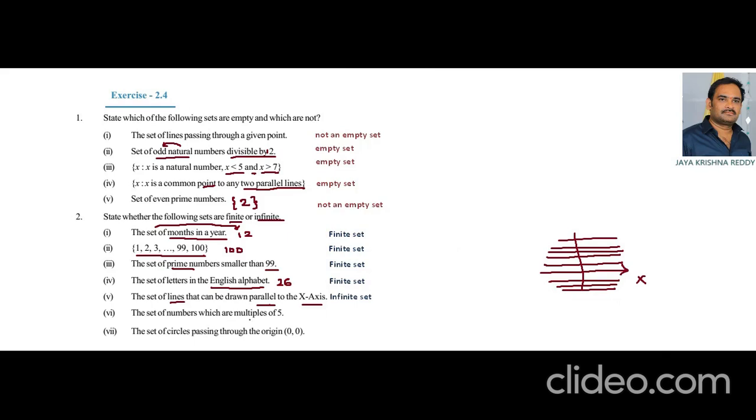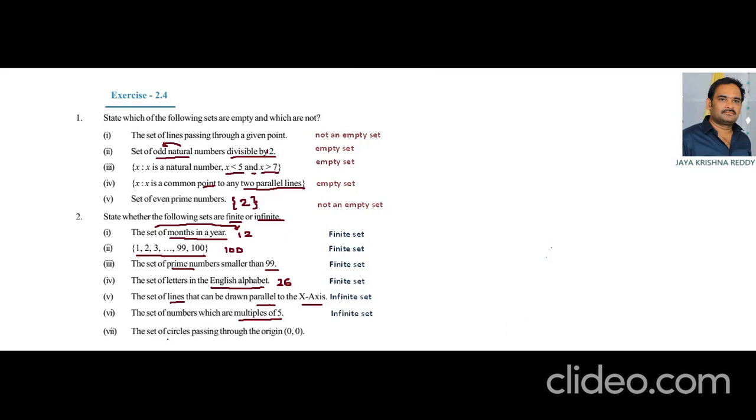The set of numbers which are multiples of 5. Multiples of 5 means we can write 5 ones are 5, 5 twos are 10, 5 threes are 15, 5 fours are 20, 5 fives are 25, like that. But where do we have to stop these multiples? We can continue: 5 sixes are 30, 5 sevens are 35, and so on. So this is also an infinite set.